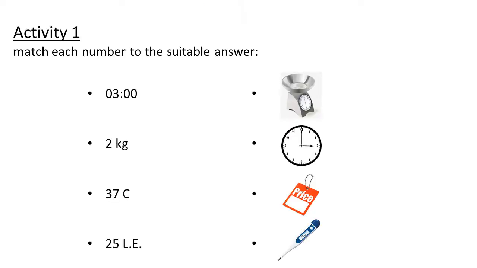Activity number 1. I give you some numbers and you will match each to the suitable machine or tool that gives me this number. When you see the first one, you know it gives me what? Time, using a clock. Second one, 2 kilograms, scale, excellent. 37 Celsius, this is for temperature, thermometer. 25 pounds, it's a price.